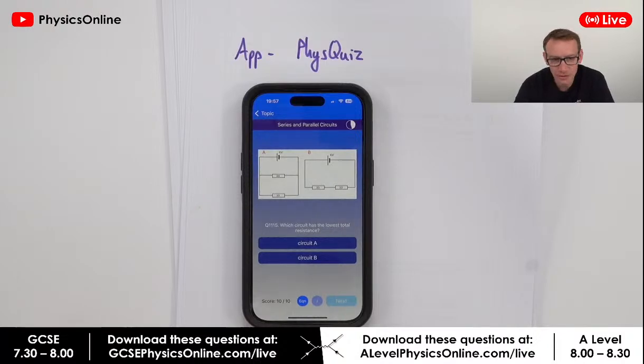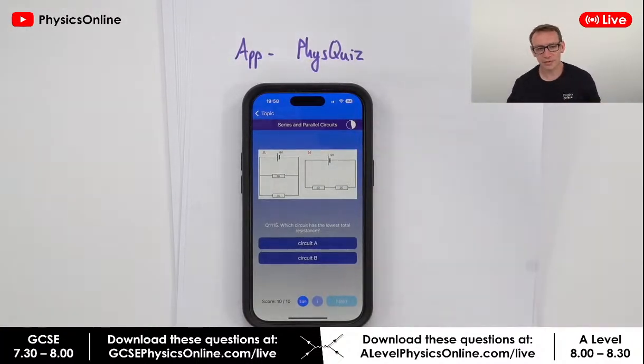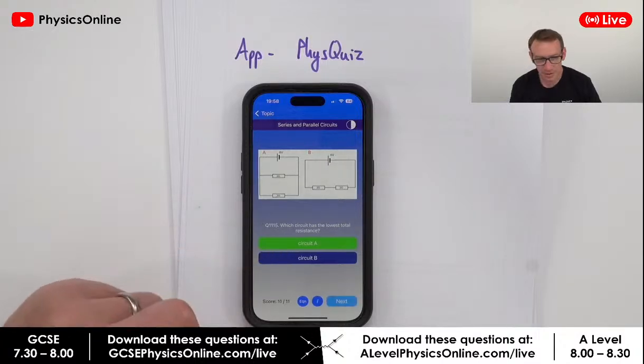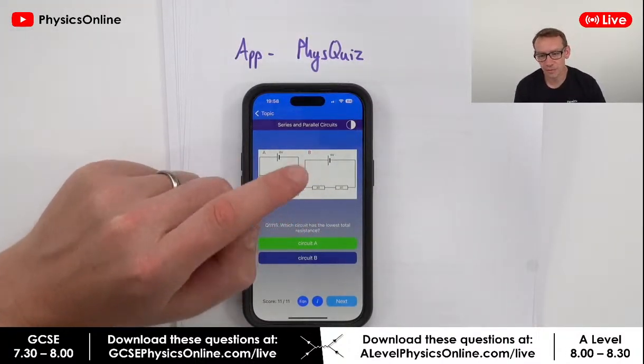Which circuit has the lowest total resistance, A or B? Looking at these two circuits, both of them just have 2 ohm resistors. So we've got 2 ohm resistors in parallel, 2 ohm resistors in series. Which of these has the lowest total resistance? The answer, as everybody has said, all of you saying A, perfect. This would have a combined resistance of 1 ohm. That would have a combined resistance of 4 ohms.